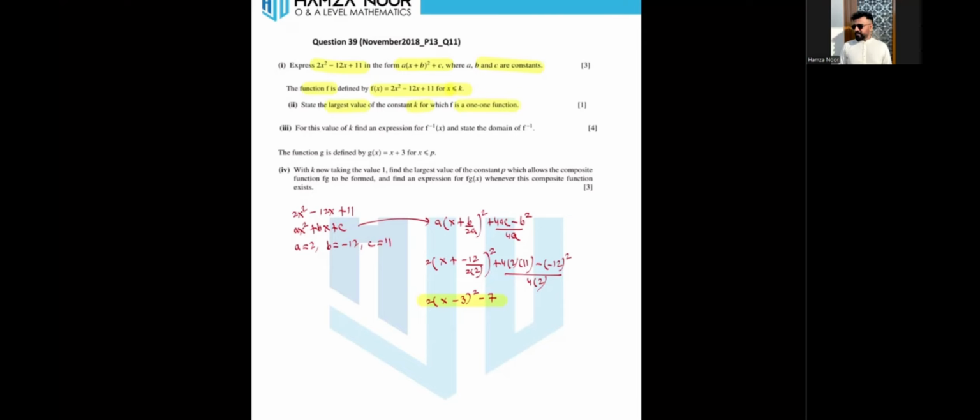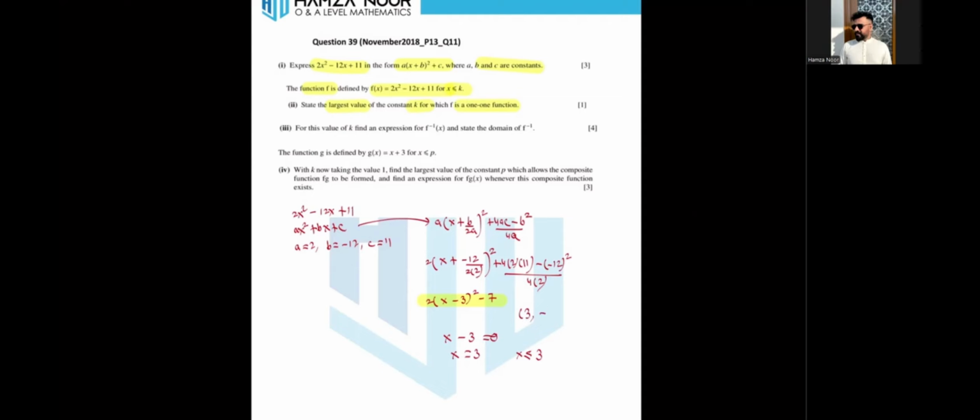So the x coordinate of the turning point is x = 3, because when x − 3 is equated with 0, x will be equal to 3. This will give you the x coordinate of the turning point of the quadratic graph. So if the domain was x ≤ 3, then we would say that it is a one-to-one function, and this is also the largest value of k for which f is a one-to-one function.